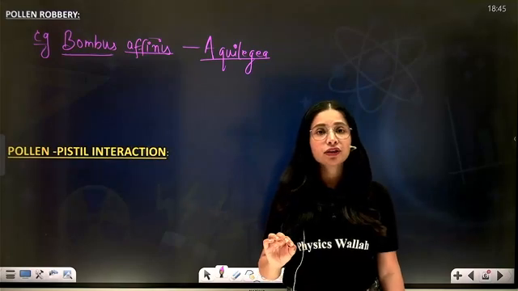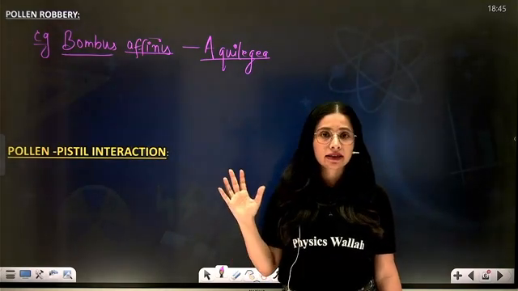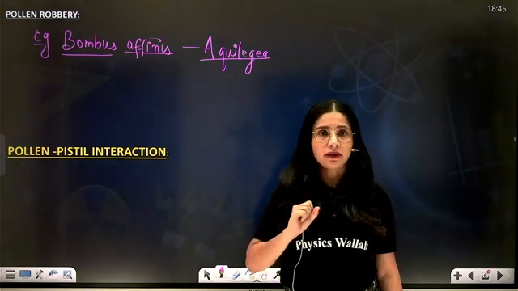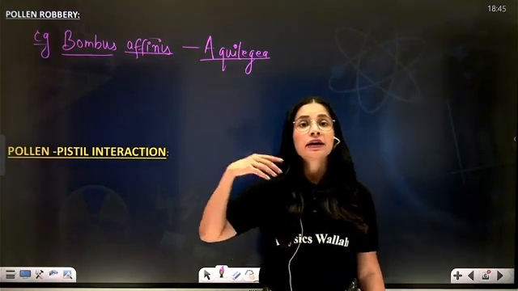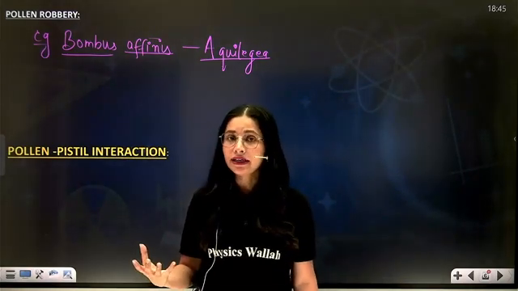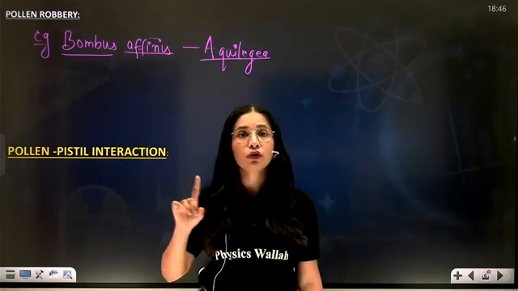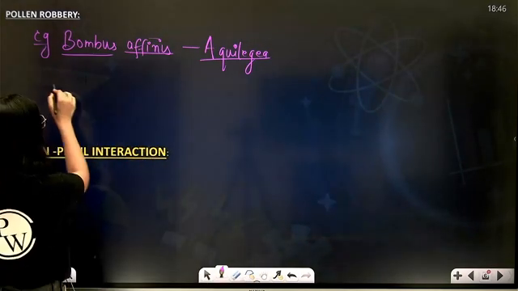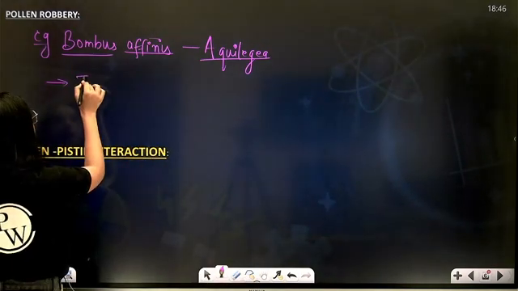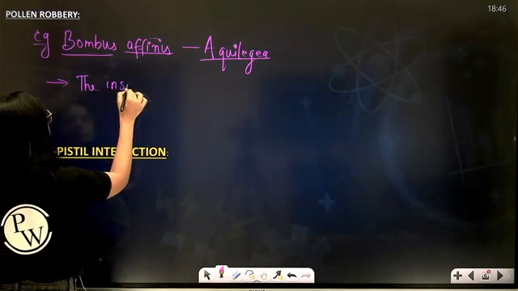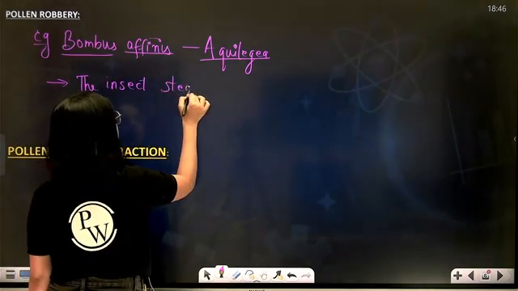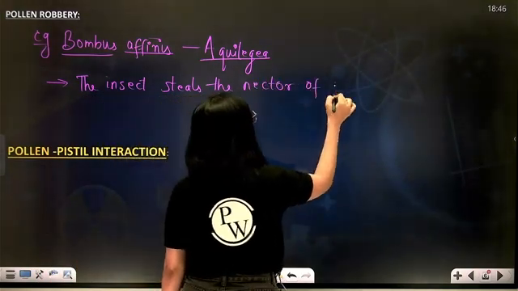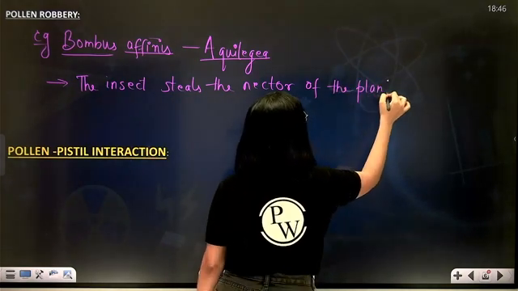However, Bombus affinis simply steals their nectar without pollinating them. So this is called robbery, pollen robbery, in the sense they are stealing the product of Aquilegia without helping them, without pollinating them. Right? So this example also you have to remember. I'll tell you what is there in this. The insect steals the nectar of the plant without pollinating them.